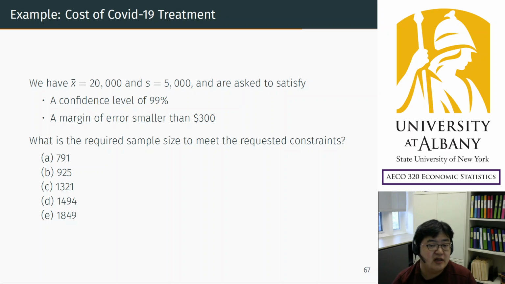Right? Then let me ask you the same question in another way. Same question now, but you want to improve it even more. So the margin of error needs to be smaller than $300. Previously, we considered 500. So then what is the required sample size to meet these requested conditions? Do it by yourself.